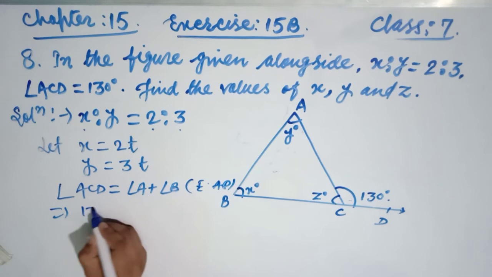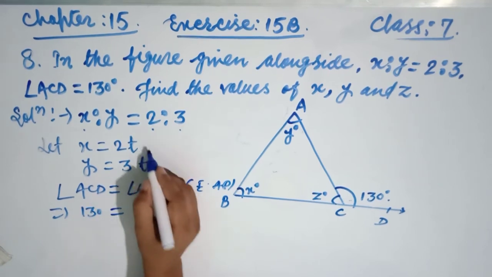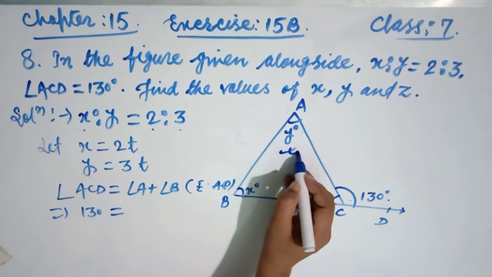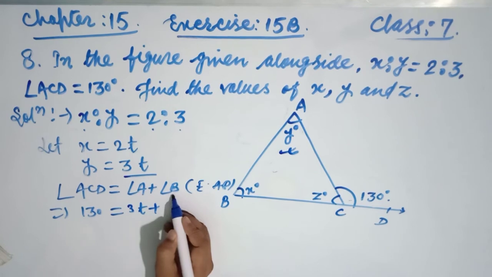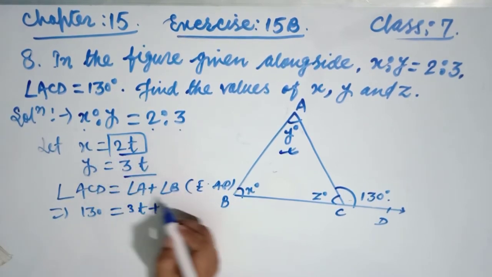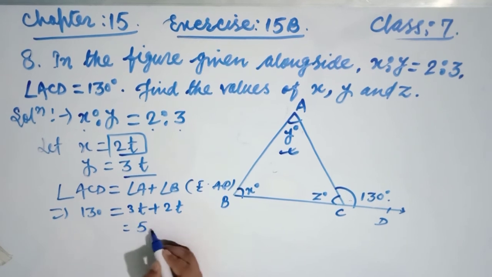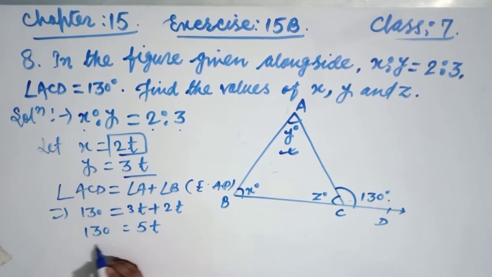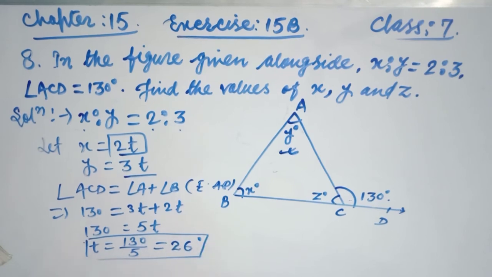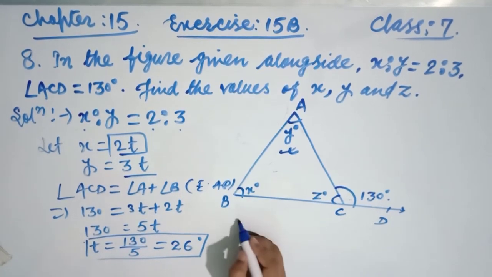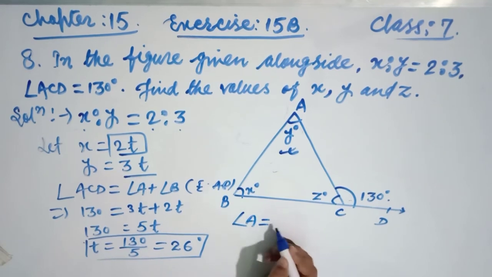Now angle ACD is 130 degree, friends. Angle A is y degree, so y is given as 3t. Angle B is x degree, so x is given as 2t. Now add: this is 5t, equal to 130 degree. Now t is equal to 130 divided by 5. So this becomes 26. The value of t is 26 degree.